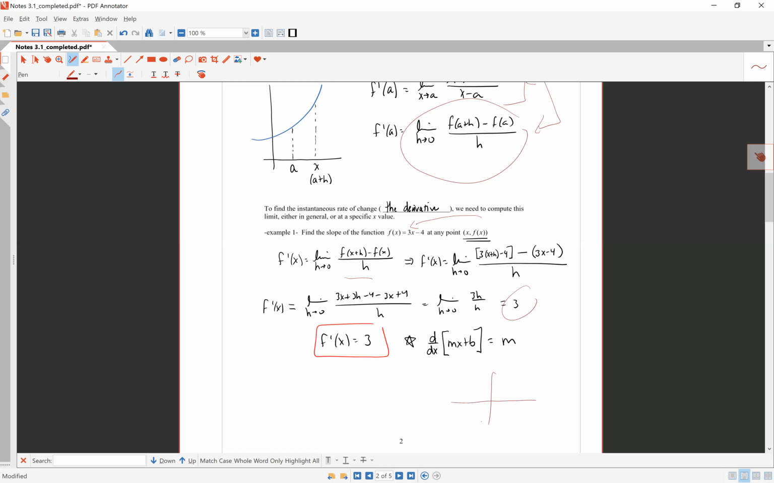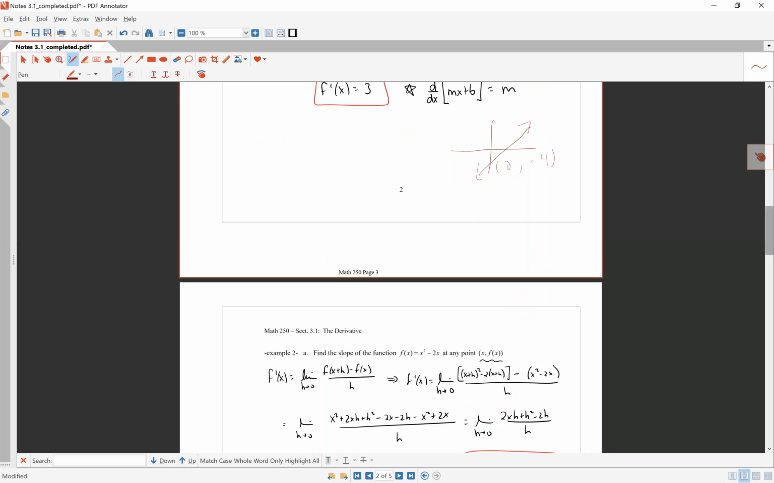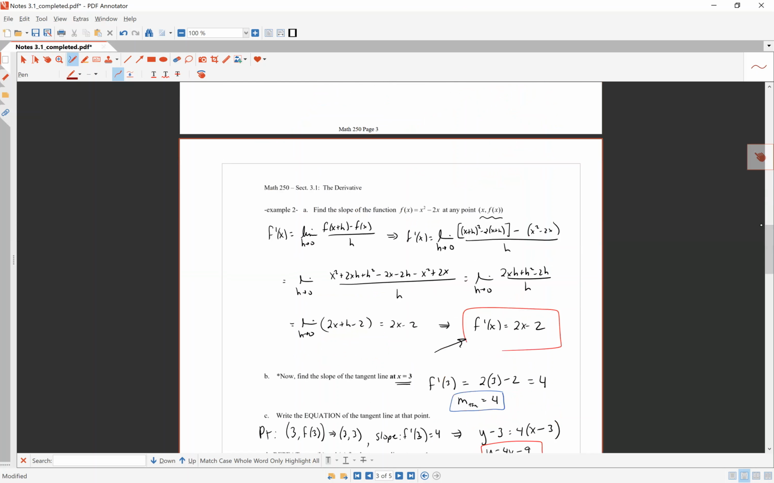We know that the, I guess that's 0 comma negative 4. Right, so the slope, no matter where you are, the slope is 3. For any value of x, the slope is 3. So let's just do one more here. Okay, and then we'll look at the graph.